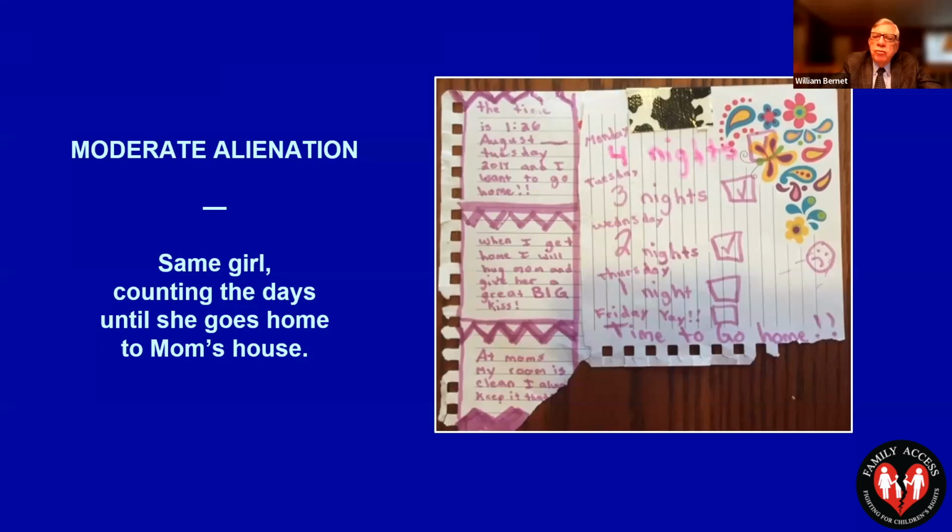So she's writing in her scrapbook negative things about being at Dad's house and positive things about being at Mom's house. In other words, something's going on, which I would call moderate, because it sounds like there are times when things are okay at Dad's house, but she really doesn't want to be there. On the right-hand side, she's counting down the days: Monday, Tuesday, Wednesday, Thursday, Friday, 4, 3, 2, 1 night. And then she says, time to go home. So to me, she is in both houses, but she's having very, very negative feelings about being at Dad's house. So I call that moderate alienation.